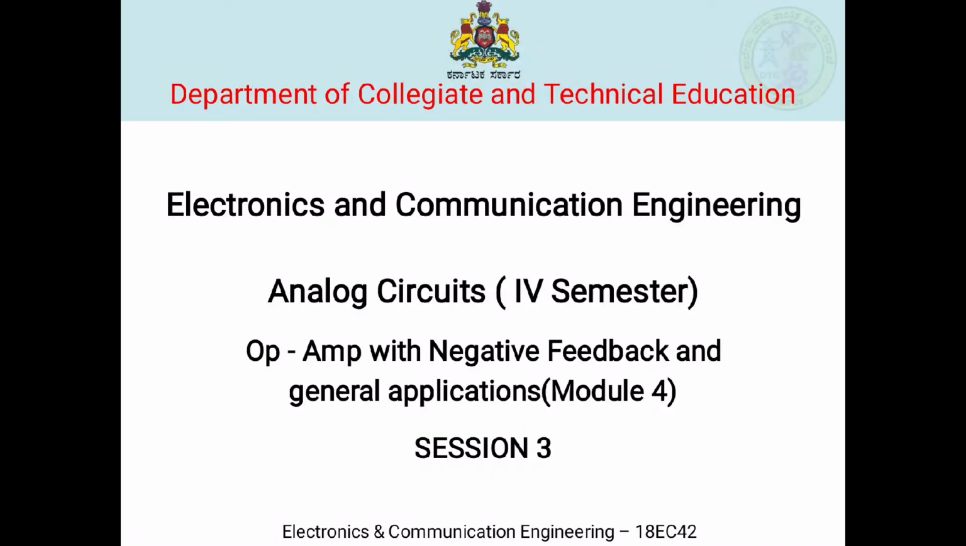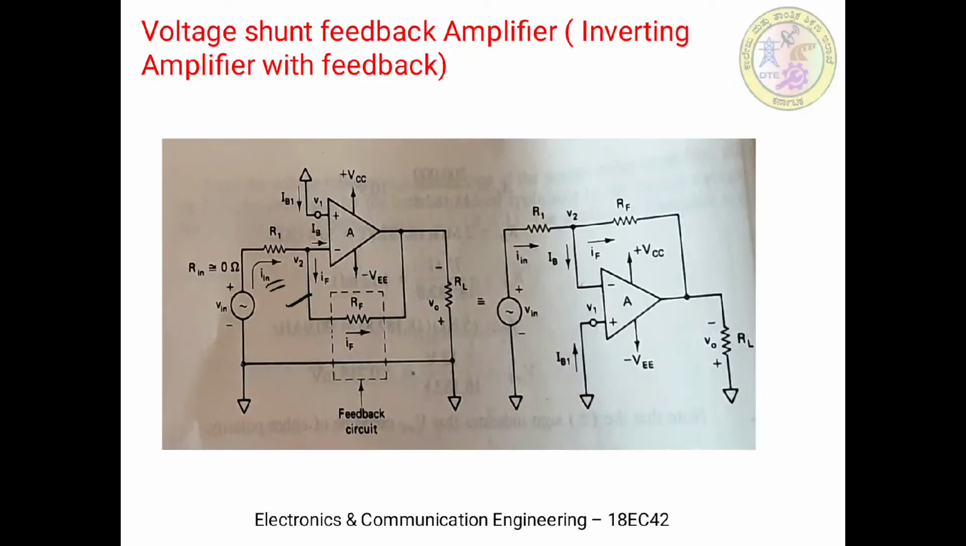Welcome to session 3 of op-amp with negative feedback. So we have been discussing different configurations regarding the feedback amplifiers in both non-inverting and inverting mode. In the previous session we have seen the non-inverting case. Now in this session we will take up the inverting amplifier with feedback, which is present in voltage shunt configuration.